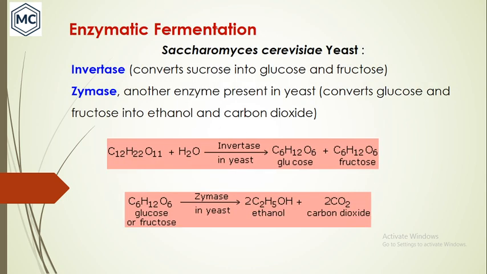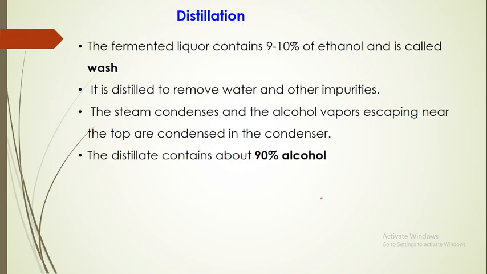Then fermentation takes place, enzymatic fermentation by yeast. Yeast contains two types of enzyme. First, invertase. What is the role of invertase? Invertase converts sucrose into glucose and fructose. You can see it here. This is the molecular formula of sucrose. It converts into glucose, C6H12O6, and fructose. Then the enzyme zymase converts the glucose or fructose into ethanol and carbon dioxide. So this is the fermentation process.